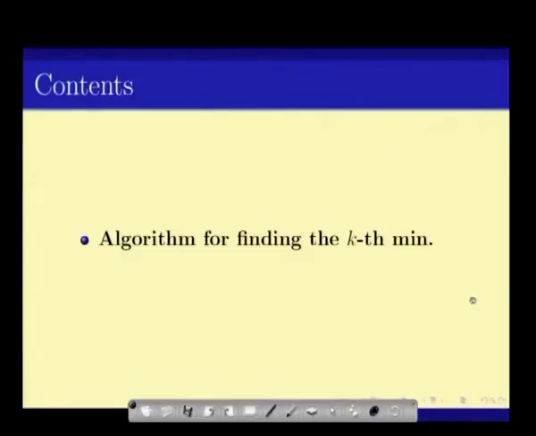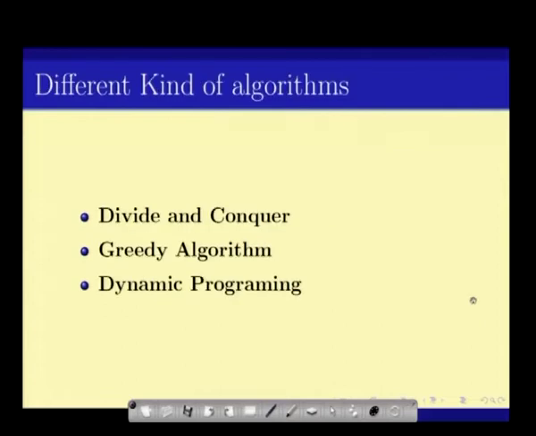Welcome to the UGC lecture series in computer science, and the topic is algorithms. Today we will be looking at one more divide and conquer algorithm, the algorithm for finding the kth minimum. To recollect, we have three defined kinds of algorithms: the divide and conquer algorithm, the greedy algorithm, and the dynamic programming algorithms. We have been using the divide and conquer algorithms and seeing some examples of that.